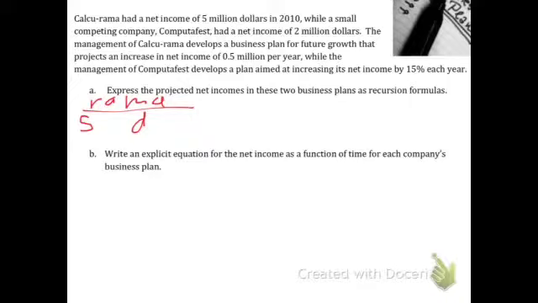So that's going to be the common difference of 0.5. So the recursive function that goes with the Calculorama, here let me underline it in red, is going to be a sub n is equal to a sub n minus 1 plus 0.5, because I'm just counting it in millions. And then I need to write down the initial value is 5. Okay, so that's the first one.